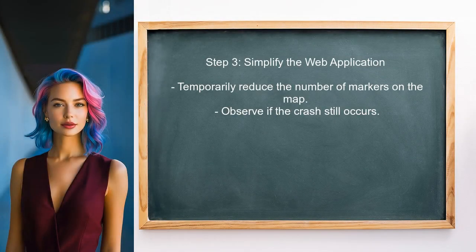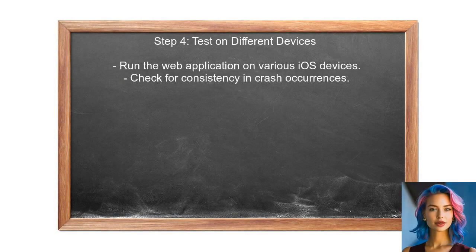The user should also consider simplifying the web application temporarily. This means reducing the number of markers or items on the page to see if the issue persists. Additionally, the user can test the application on different iOS devices to determine if the issue is device-specific or related to the web app itself.